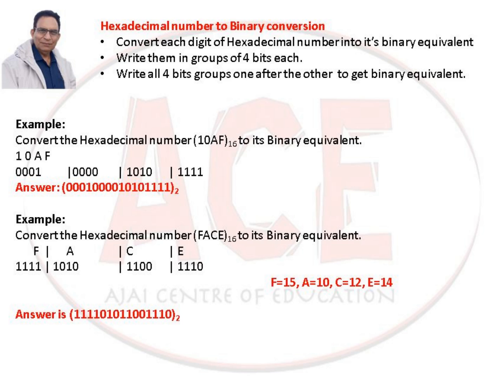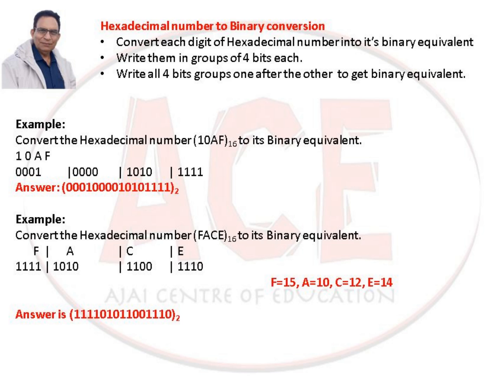Example, convert the hexadecimal number 10AF base 16 to its binary equivalent. We know hexadecimal F is equal to 15, A is equal to 10, C equal to 12 and E equal to 14. For the conversion, 1 is written as 0001 and 0 is written as a group of 4 zeros. A is 1010 and F is 1111. Putting all these digits together, we get the binary number.